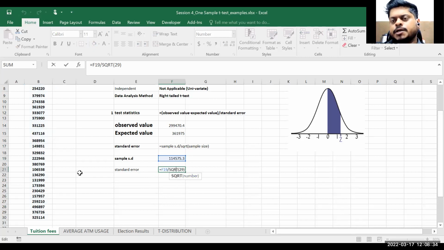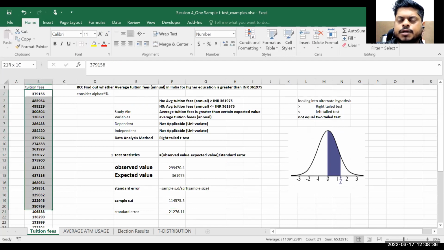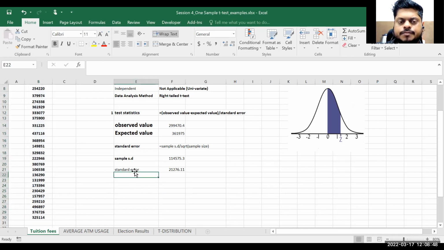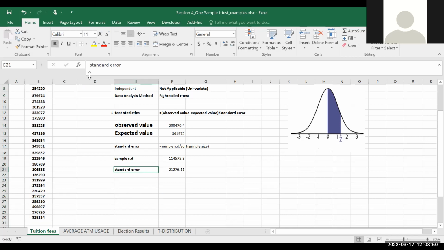Sample standard deviation I calculated divided by square root of 29. So the question is, where did I get this 29? I have 29 data points. So that is my sample size, the number of data points I have been given. Clear or any doubt? Yes, sir, clear.